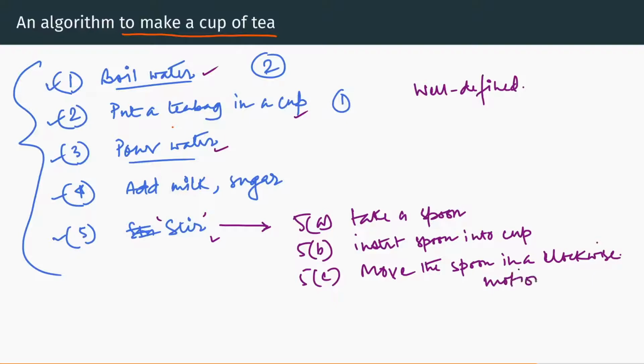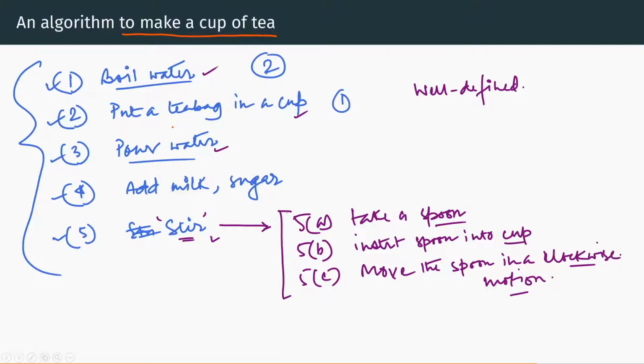Okay. So again, we are assuming that these operations are well defined in the dictionary of a robot, you know, inside the mind of a robot. The robot knows how to take a spoon, how to insert the spoon into the cup, how to move the spoon in a clockwise motion, right? But maybe these operations are not required when you're teaching a friend, right?